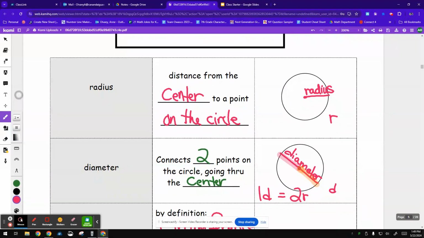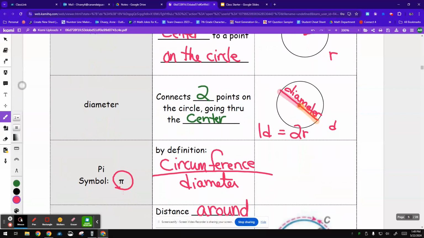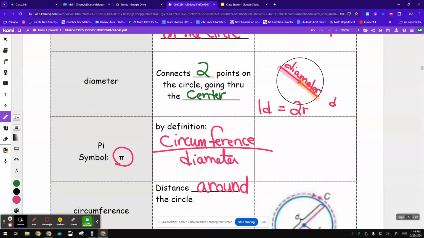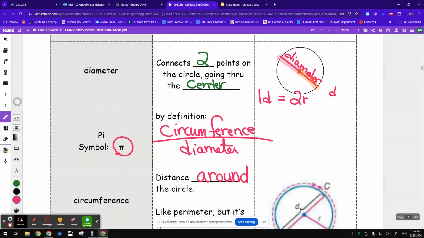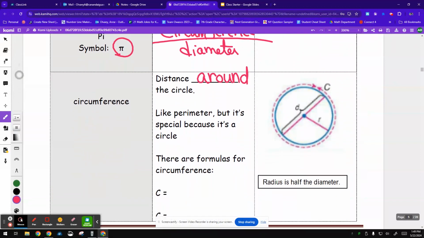Copy this down. Radius is from the center of the circle to a point on the circle. Diameter is 2 points on the circle going through the center. That's what pi is, and circumference is the distance around.